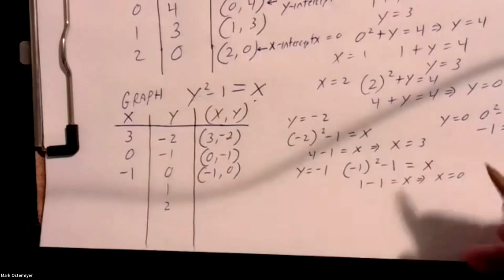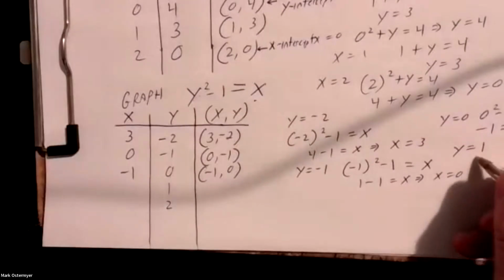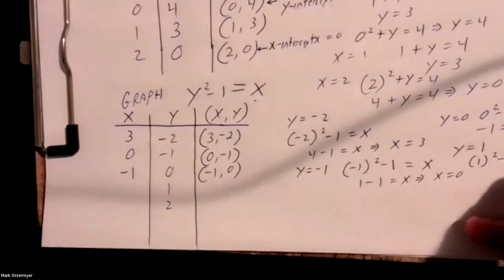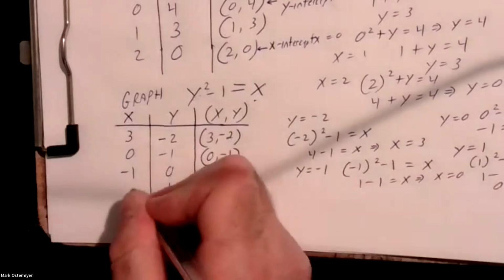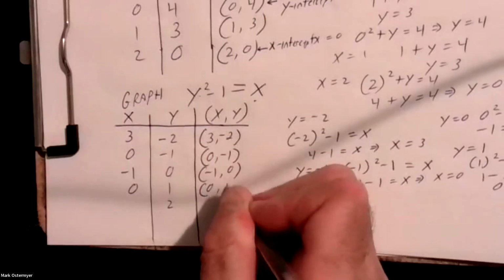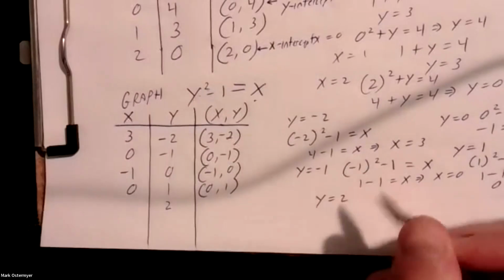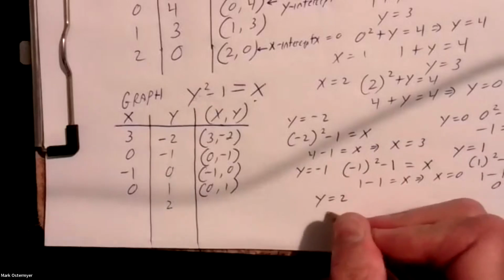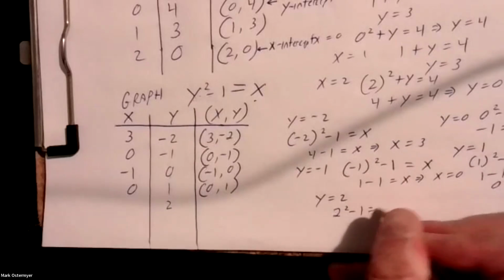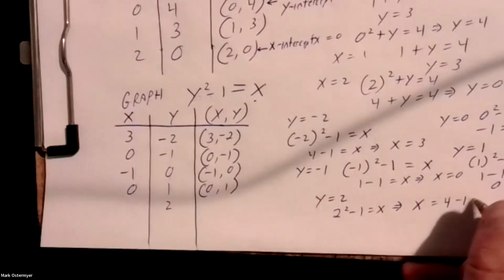Now we're going to let y be 1. Take 1, substitute it in for y. We'll have 1² - 1 equals x, in which case we get 1 - 1 equals x. So x is equal to 0. Finally, if y is equal to 2, to find x, we put 2 in for y in the equation and solve for x. So we're going to have 2² - 1 equals x, which implies that x is equal to 4 - 1, which is equal to 3.